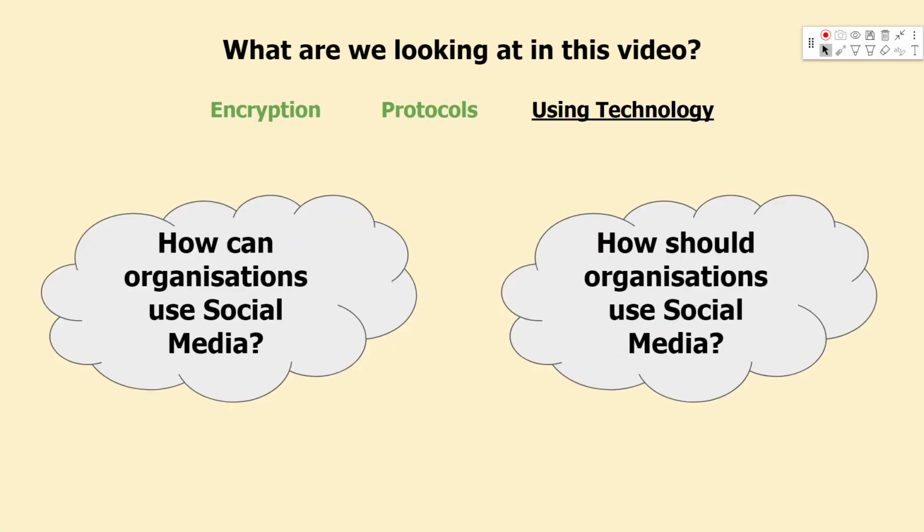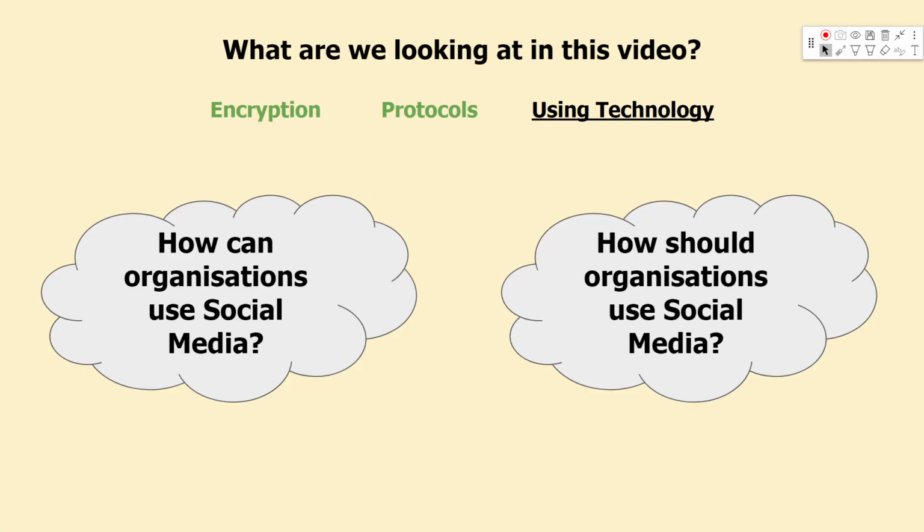We can split this up into two different sections. And we're going to think about wider organisations. So, for example, Tesco's, Halifax, American Express. We can think about this and categorise this into two different sections. If we're just focusing on social media, we can think about how can organisations use social media and how should organisations use social media. If we think about how can organisations use social media, we can think about them running adverts, competitions, promoting their products, interacting with their customers.